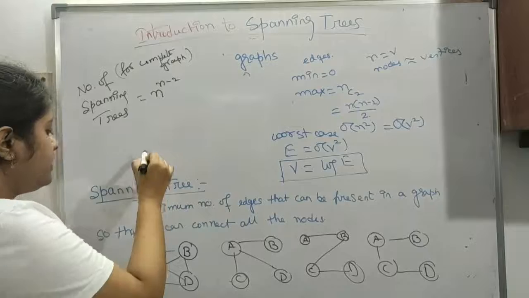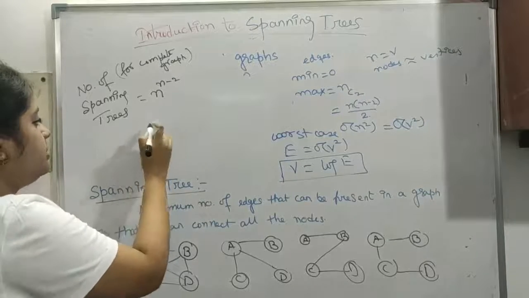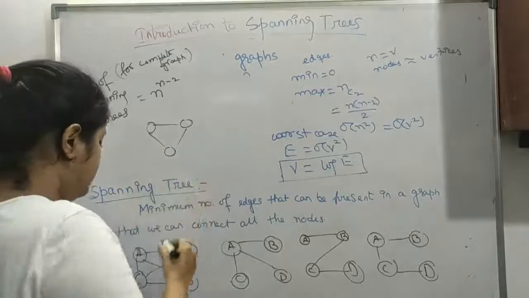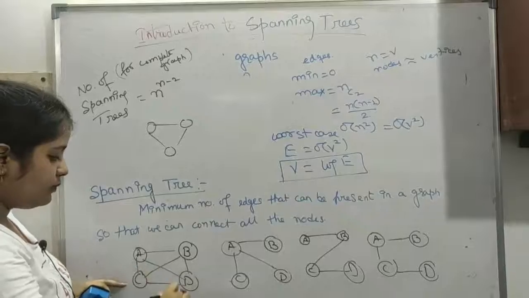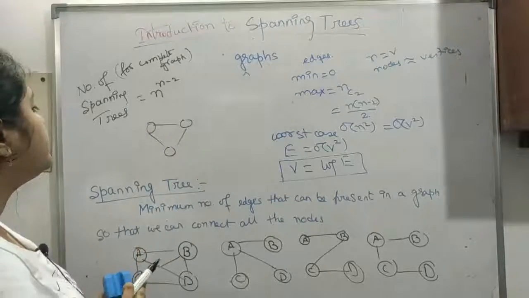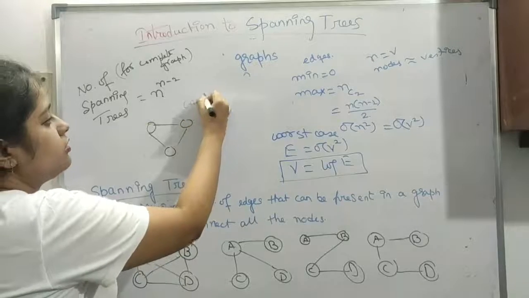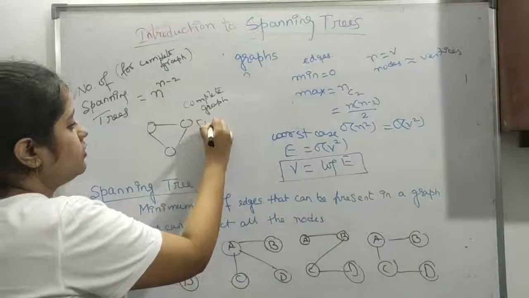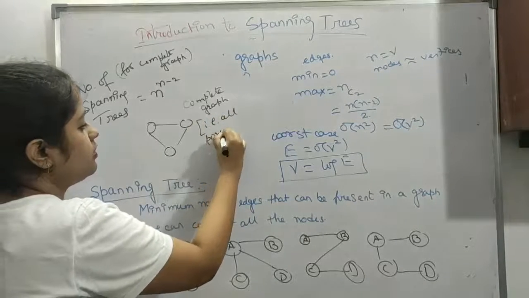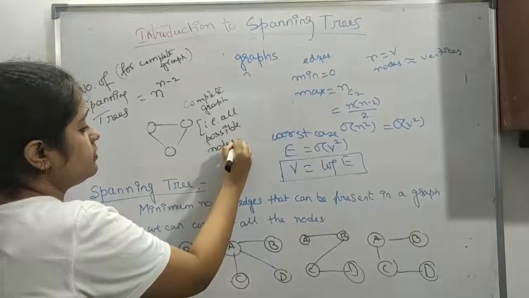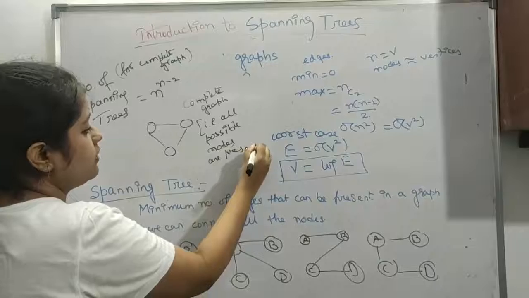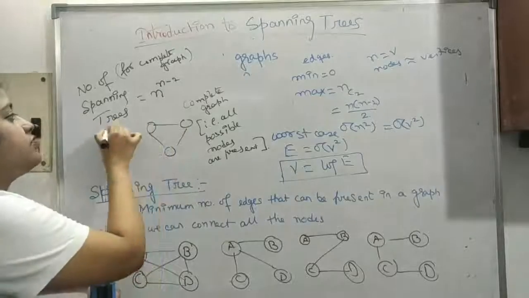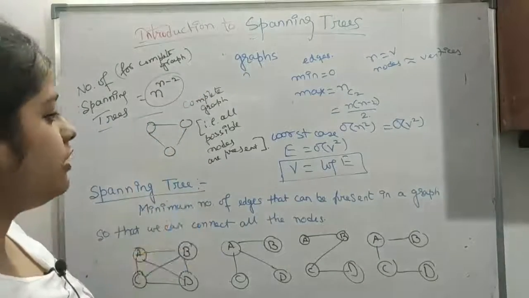Complete graph means here for 3 nodes all the possible edges are present. For these 4 nodes all the possible edges are present. So this is basically our complete graph. Complete graph means all possible edges are present. So for a complete graph, the number of spanning trees is this. This is an important formula, please make a note of it.